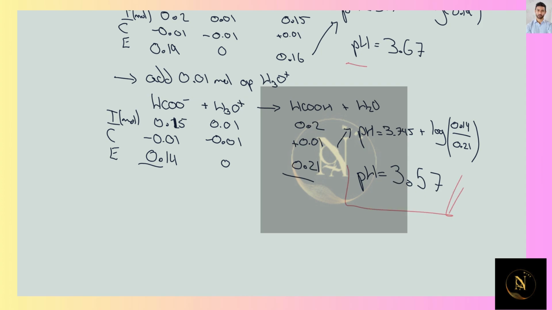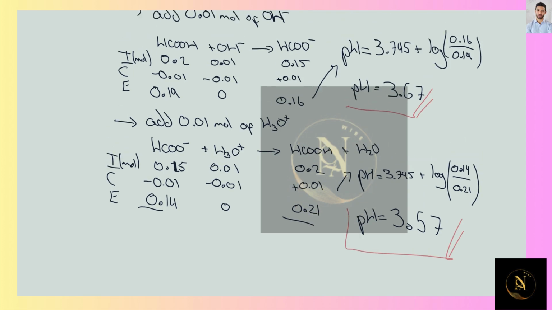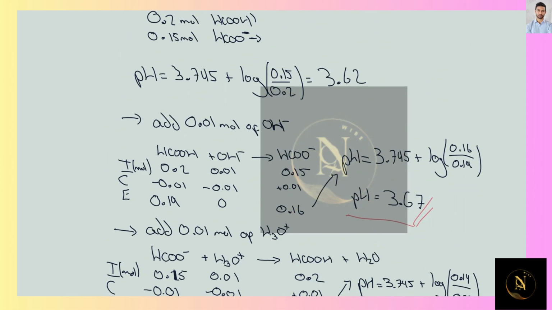And that would be all. These are the pH values that we have after the additions and the original pH that we had at the very beginning.